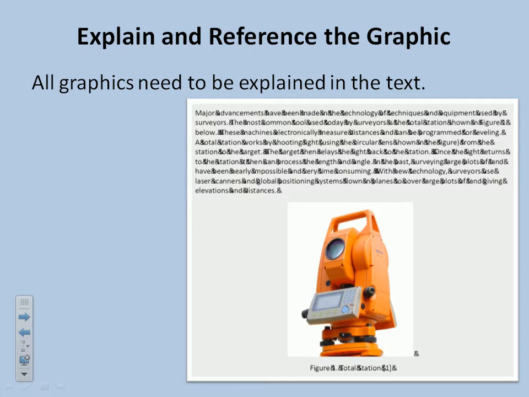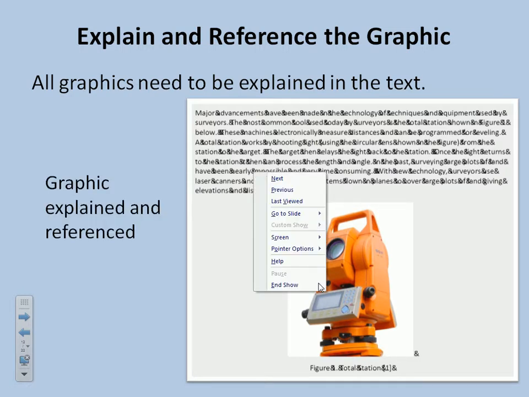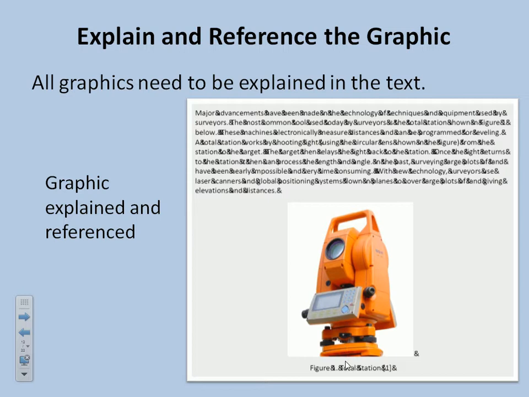But you see, by doing something as simple as saying, shown in the figure below, we know that we're supposed to look here for information. We know, I can't keep tapping the board. I'm going to pull up menus. And we know from here, it works by shooting light using the circular lens shown in the figure, right? So again, even something as simple as pointing to the figure and referencing it in our explanation makes it much clearer to the audience what they're supposed to be getting out of it. Why is this important? How does it work?